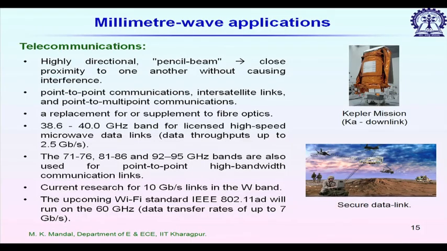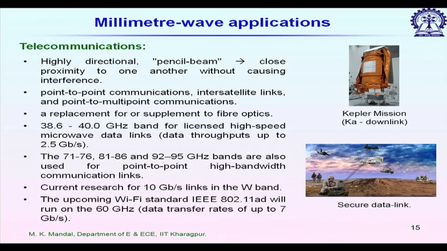Upcoming Wi-Fi standards, for example IEEE 802.11ad, will run on 60 gigahertz with a typical data transfer rate up to 7 Gbps. One advantage with millimeter wave is that a secure data link is easily possible. That is why it is also popular in defense applications.